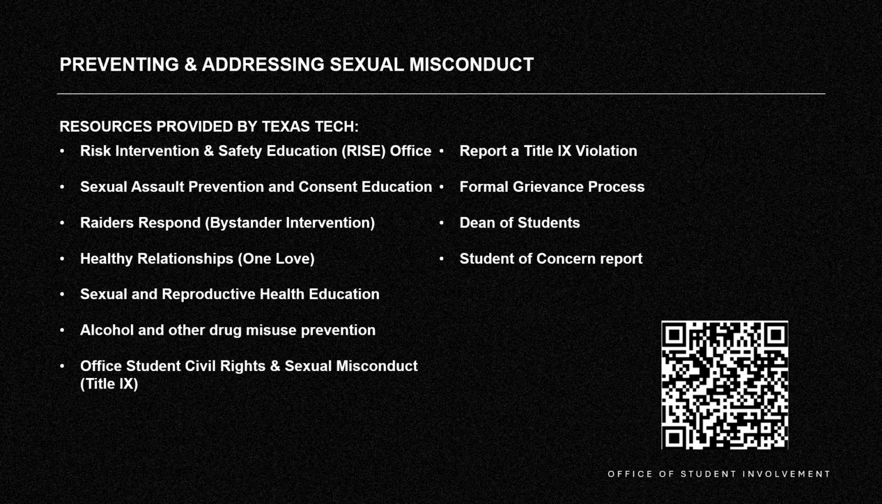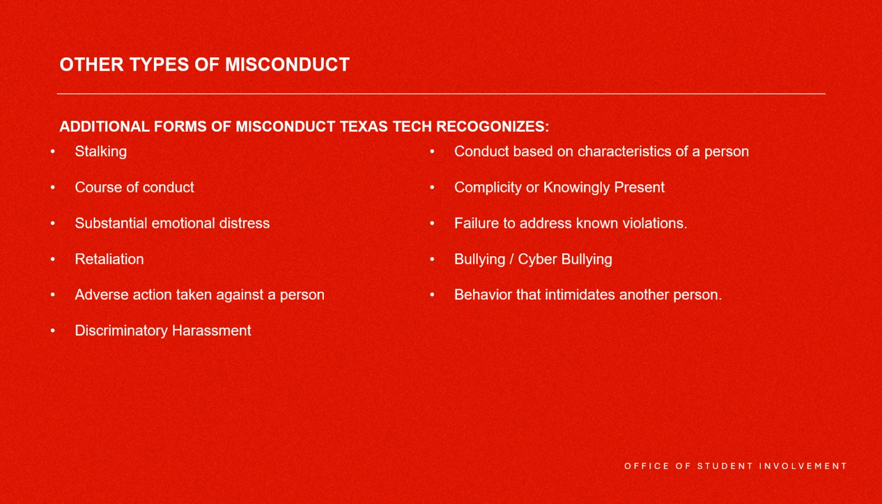The Office of Civil Rights and Sexual Misconduct, the Title IX office, also provides supportive measures to students who are involved with incidents of sexual misconduct. These offices also provide students the space to report Title IX or misconduct violations. The office can support complaints with the formal grievance process. Additionally, the Office of Dean of Students provides a space to report any student concerns and collaborates with these two additional offices to provide support and resources.